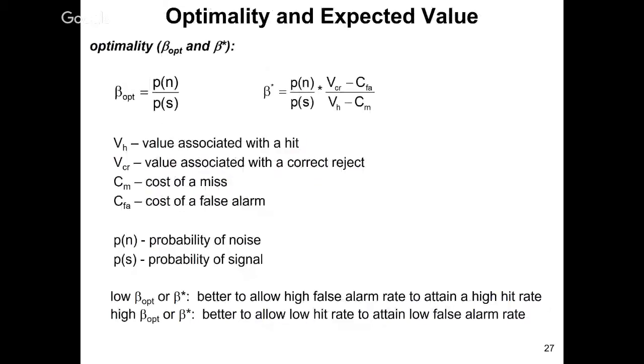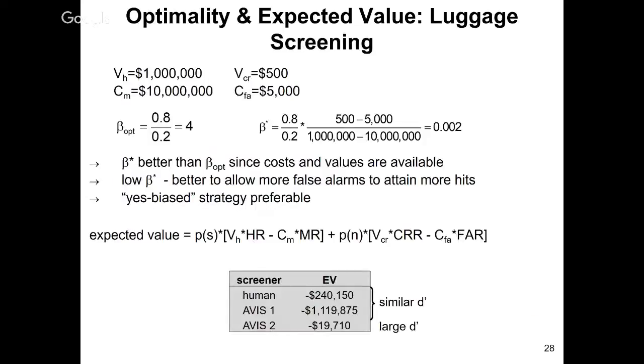Whereas if beta is high, what that tells us is we don't want false alarms, and it's better to miss something every once in a while than to have all those false alarms. Does that make sense? So high beta means just let it through. If we really think it's something, then we'll stop. Low beta means we stop everyone that looks sideways at us, and people get upset, but it's worth the cost. So in this case, it is a yes-biased strategy.